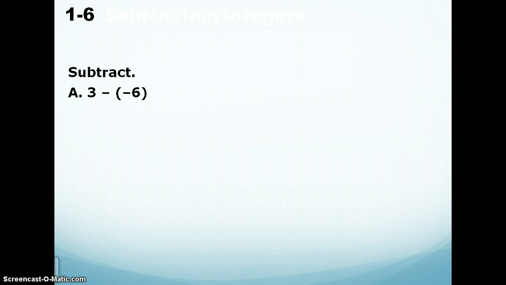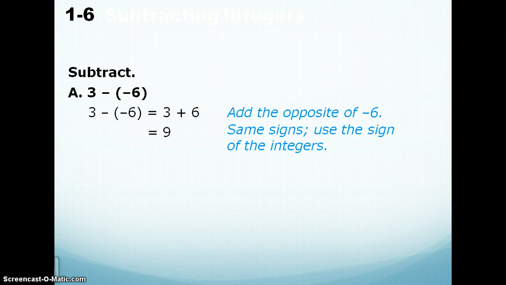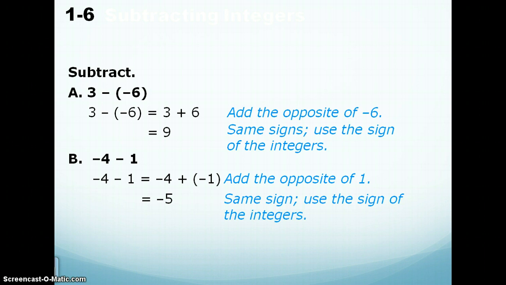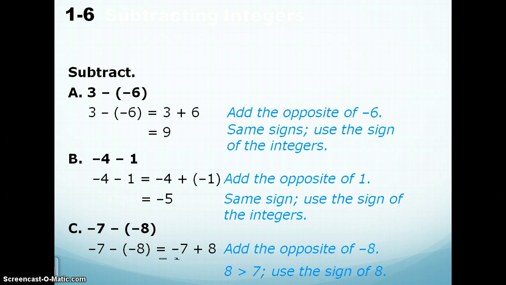Let's subtract 3 minus negative 6. Again, make that into adding a positive. 3 plus 6, we get 9. Negative 4 minus 1, negative 4 plus negative 1, total of negative 5. And negative 7 minus negative 8 becomes negative 7 plus 8, which is positive 1.